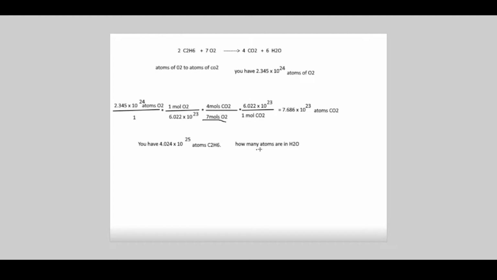Now I'm going to give you a few seconds to solve this problem right here, and I will be back to correct it, or well, not correct it, to show you how to do it.